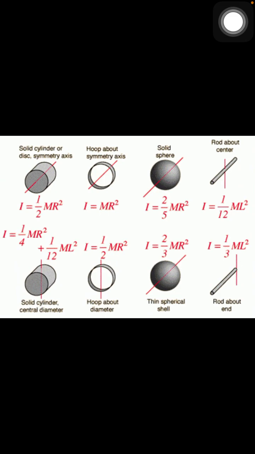Hoop about diameter, I is equal to half mr square. Thin spherical shell, 2 by 3 mr square. And rod about end, moment of inertia is 1 by 3 ml square. What is moment of inertia? It is object dependent, whether the object is spherical, cylindrical, a rod, or a hoop about diameter. Those are all examples of moment of inertia.